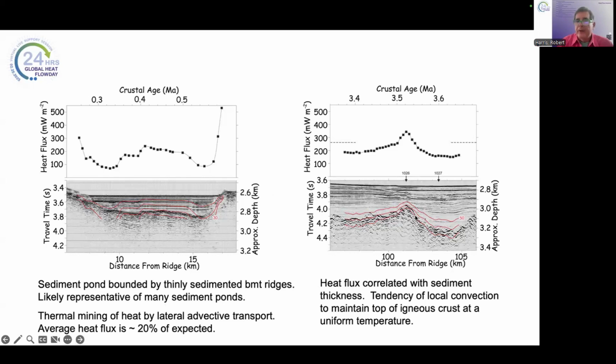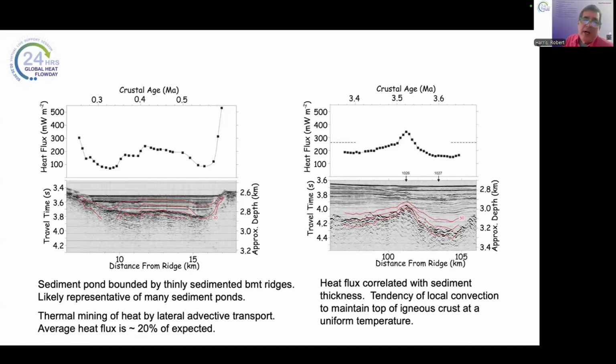And then here's a case where you have this basement high correlated with a heat flow high. Here's some isotherms. And it's important to note how, in general, the hydrothermal circulation is very vigorous and keeping that sediment basement interface isothermal. And at this point, I wanted to mention something about modern surveys. When you're designing a survey, you always want to put the heat flow measurements on top of a seismic reflection record so that you know the environment in which you're making the measurement.